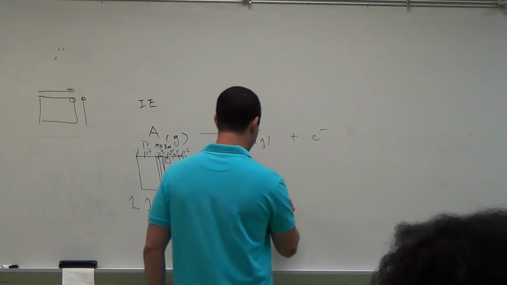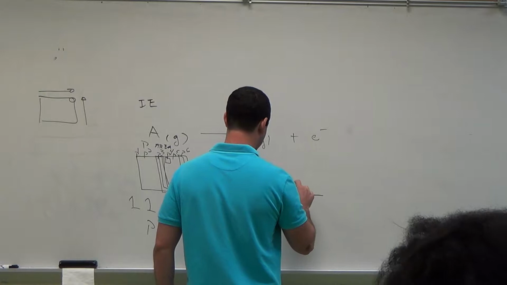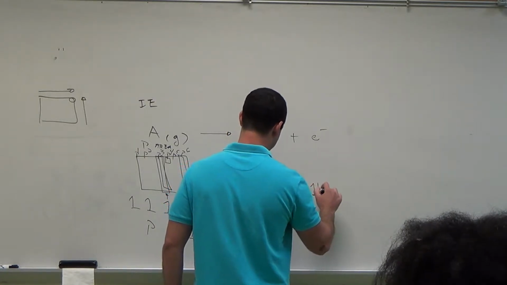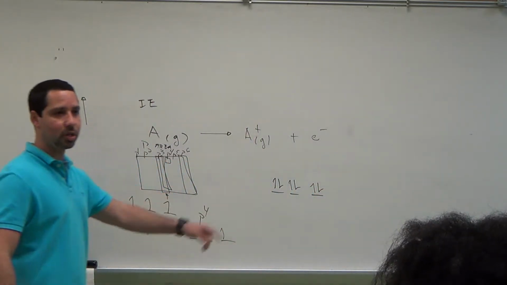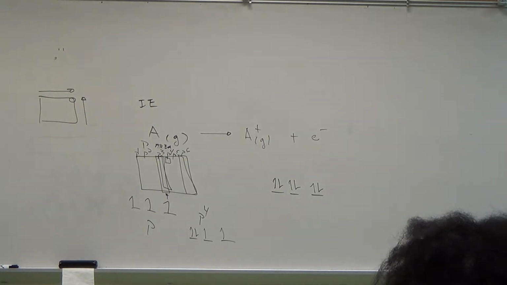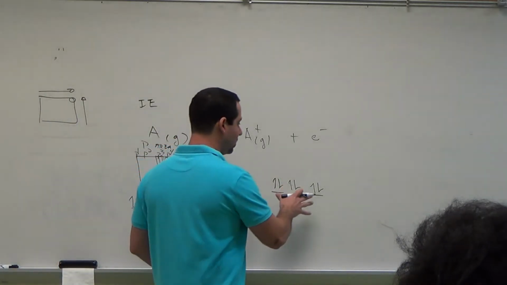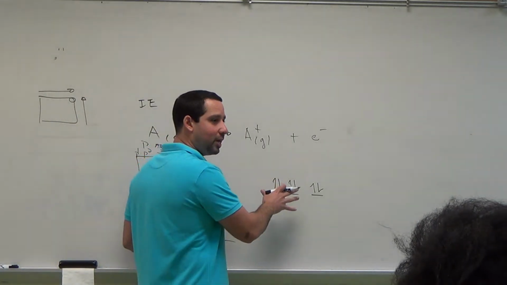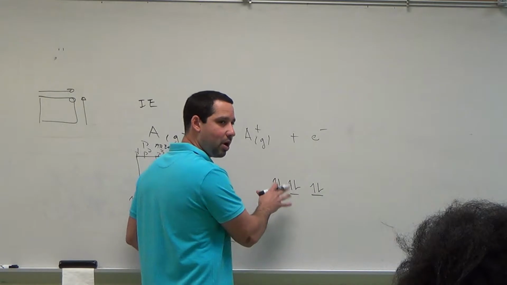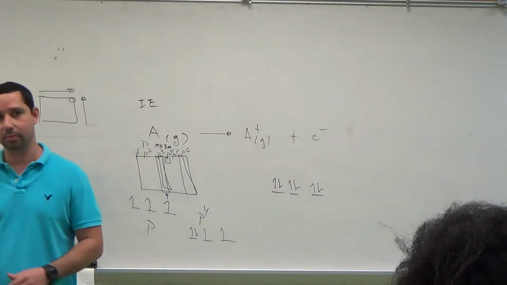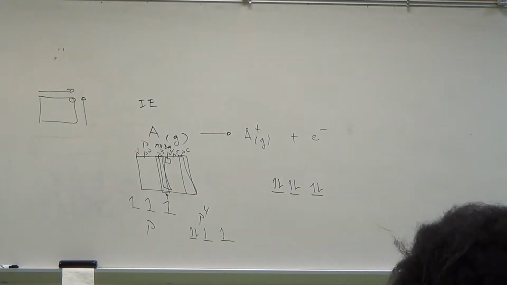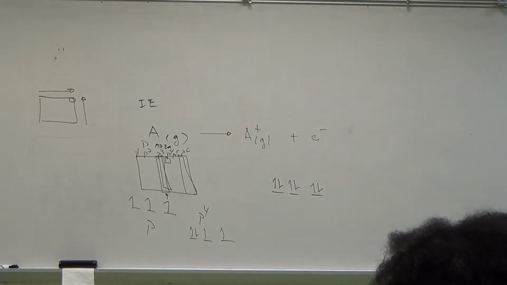Now how about this electron configuration here? What do you think? Does that want to lose it? No. That one does not want to lose it because it is completely filled. So you expect this to have the highest ionization energy.